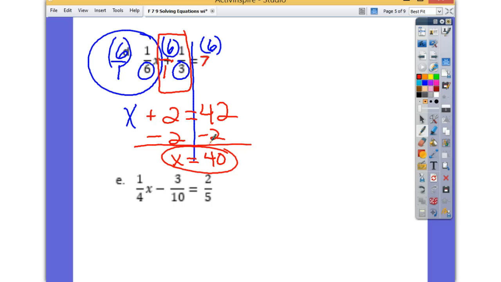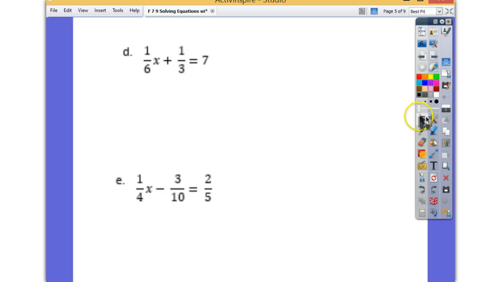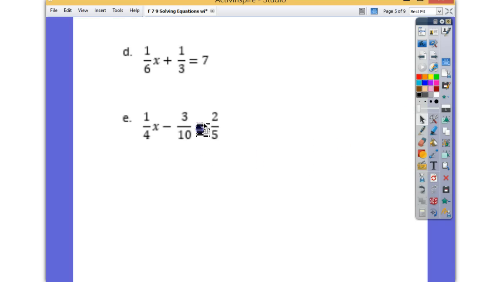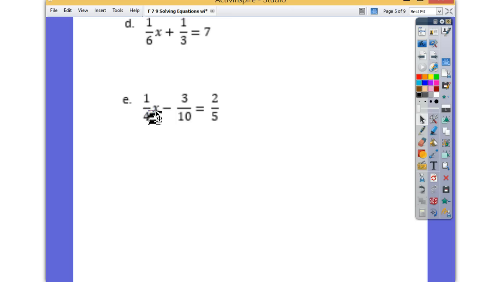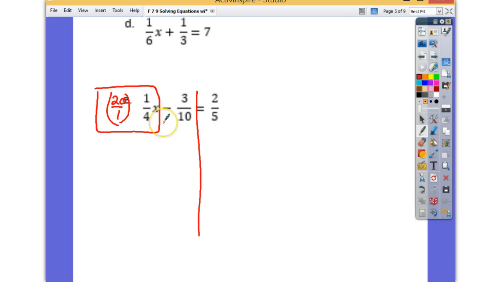What's my least common denominator? Least common multiple for 4, 10, and 5? The smallest number that all of them will go into. The smallest number that all three go into. 20. So that means you have to multiply everything times 20, or 20 over 1. You have to multiply this term, negative, times 20 over 1. And this one times 20 over 1. What do those three terms turn into?